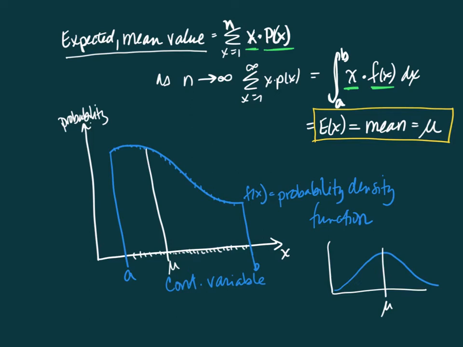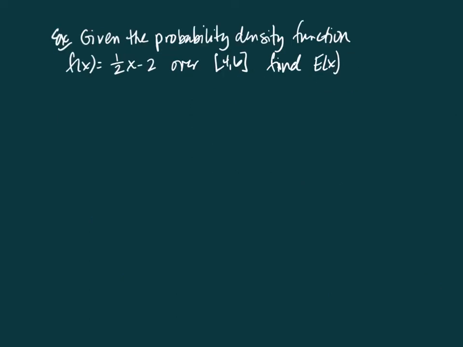So let's take a look at an example. Here we're given a probability density function of f of x equal to 1/2 x minus 2, and it's over the interval from 4 to 6. Remember, the total area has to be equal to 1, so that's why we're only looking at it between 4 and 6, because that'll give us the total area. Find E of x, the expected value. They could have also asked for the mean, find the mean of this probability density function, or mu, that is the Greek letter, lowercase mu.